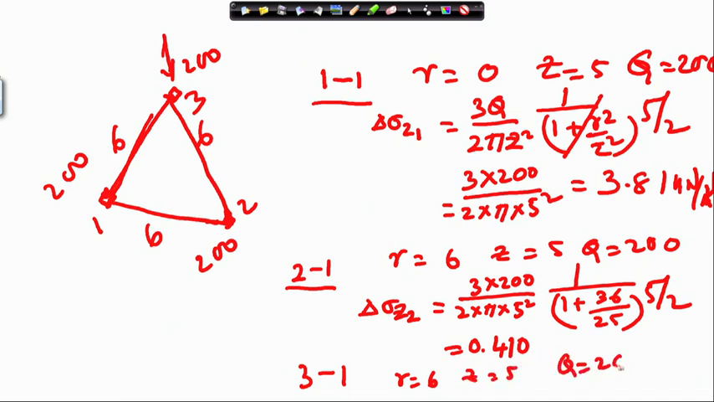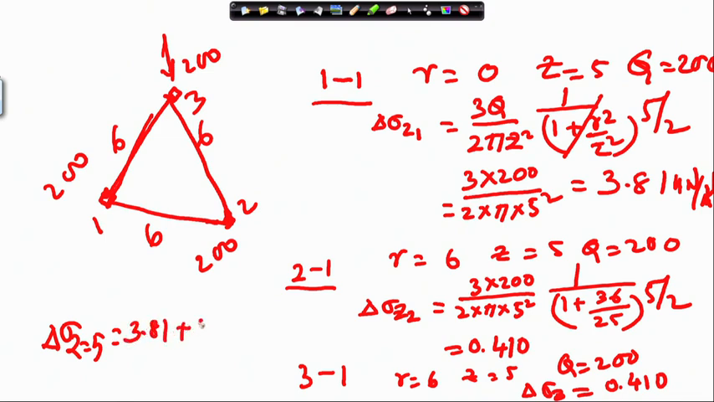q equal to 200. So, this is the same. So, delta sigma z 3 will be equal to again 0.410. So, total delta sigma z at 5 meter will be equal to 3.81 plus 0.41 plus 0.41. So, it will be 4.63 kilonewton per meter square.